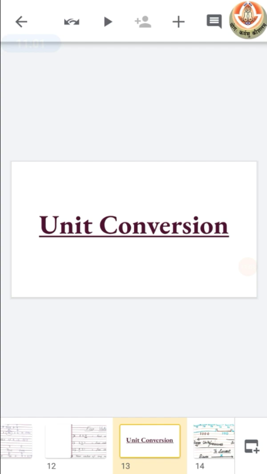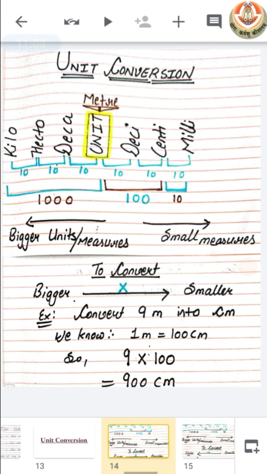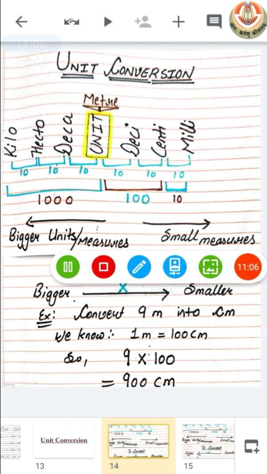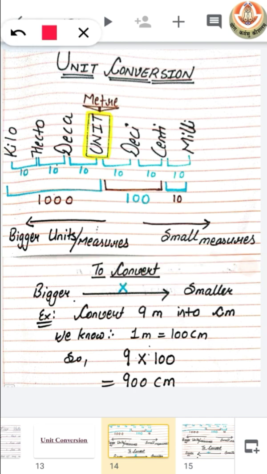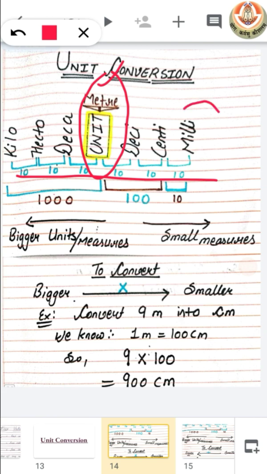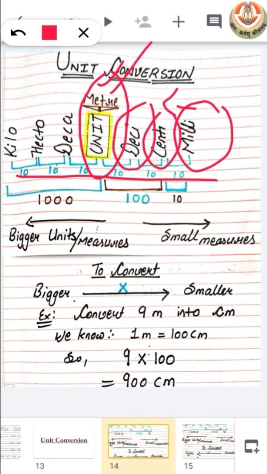Now the third topic is unit conversion. First we have to see the table, the unit table. It is our table, and you can see here in the middle of this table we have unit. Whether we are talking about meter, gram or liter, it will come in the middle. Then the smallest unit is milli, and after that we have centi, then deci, and then the main unit. Then above that we have deca, hecto and kilo.